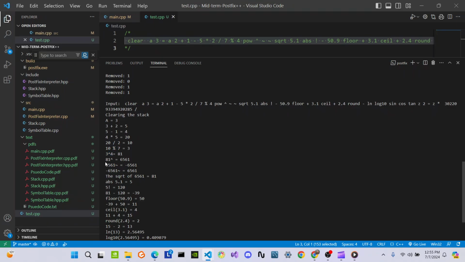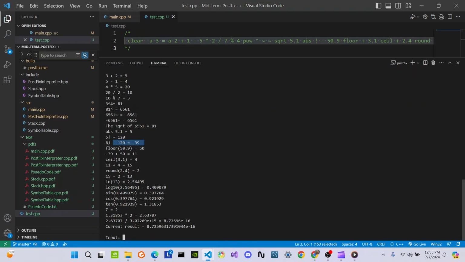It can raise to a power. It can square. It can negate. We negate again, so we can take the square root. It does absolute value. It does factorial. We pop some other stuff off the stack just so there's only one thing at a time. It'll take the floor. It'll take the ceiling.